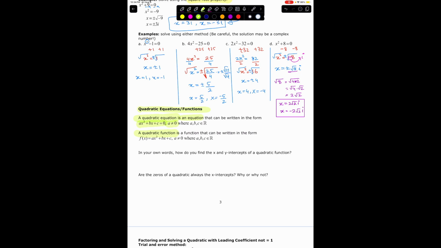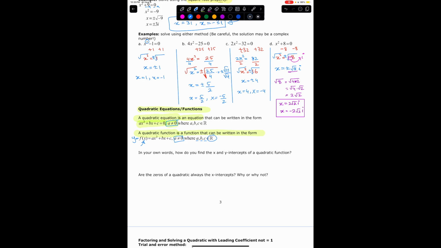The quadratic function is the function that can be written in the form f of x or y. This side is also known as y. f of x or y equals ax squared plus bx plus c. Notice how this side is not equal to 0. And a cannot be equal to 0 for the similar reason. This a cannot be equal to 0 because if it is, then it's no longer quadratic. And a, b, c are all real numbers.